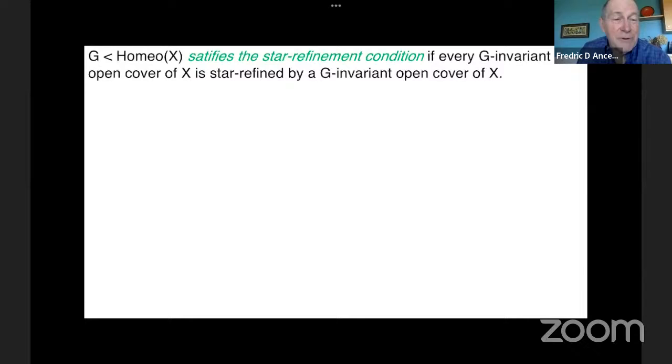And I want to tell you what that lemma says. Say you have a group G of homeomorphisms. I'll say it satisfies the star refinement condition if every G-invariant open cover of your space, in other words, open covers that are closed under the action of G, is star refined by a G-invariant open cover. So I gave that condition a name, the star refinement condition.